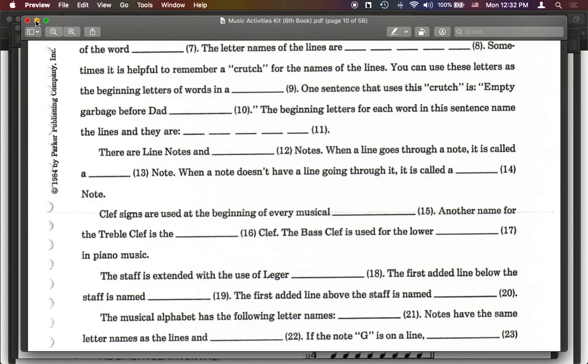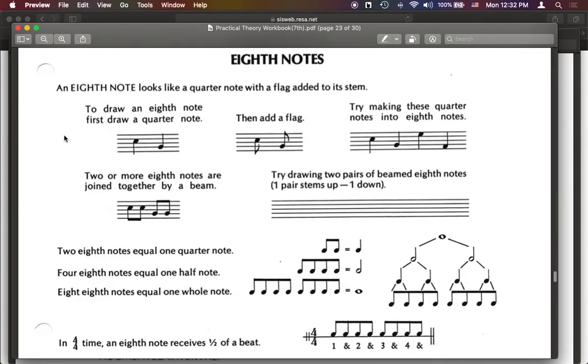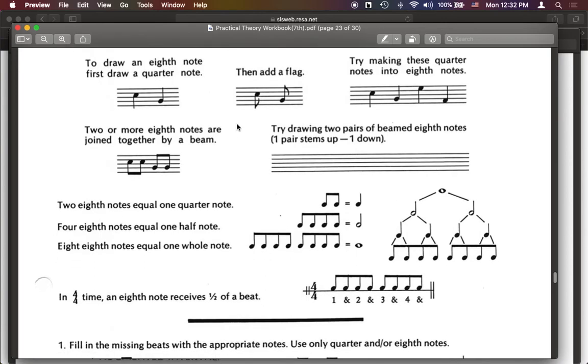Okay, time for the cadet choir and Men in Black 7th graders on lesson 21. We are looking at eighth notes, and we see that's what they look like, quarter notes with a flag or a beam. Here you need to draw some pairs of beamed eighth notes that look like this. One pair stems up, one pair stems down. If you copy this, you'll be right.